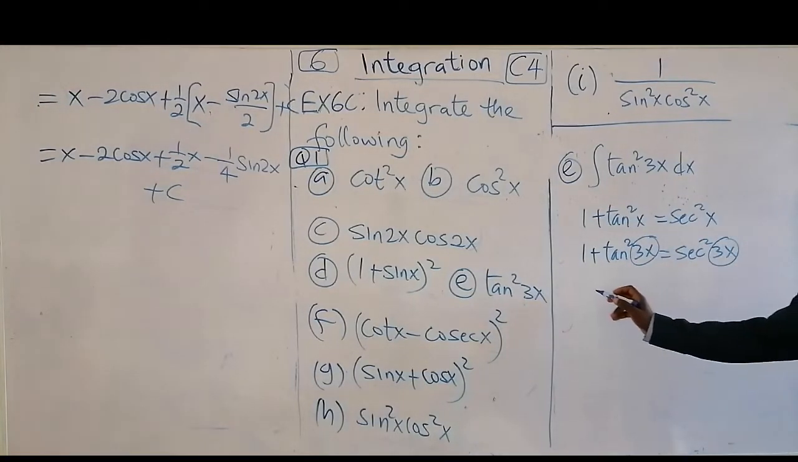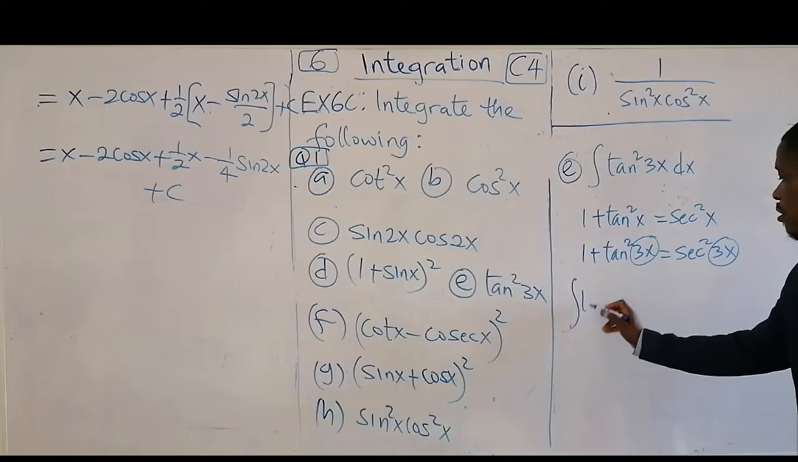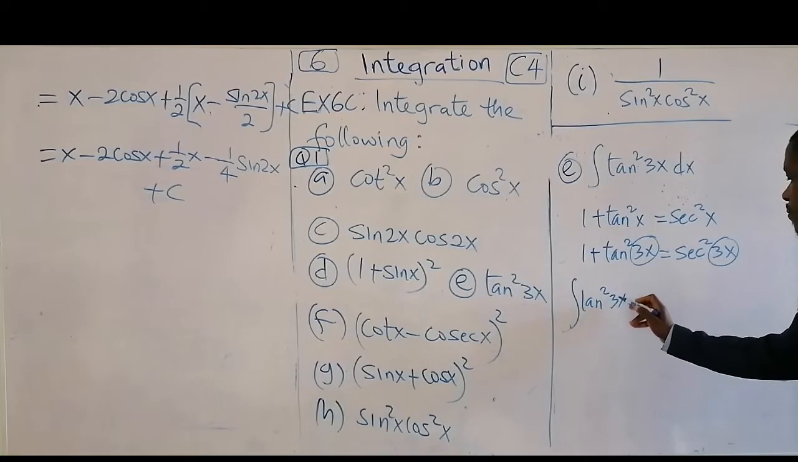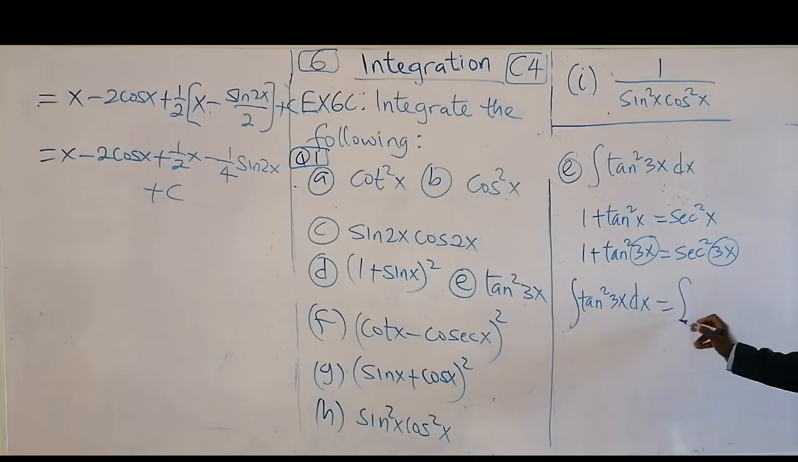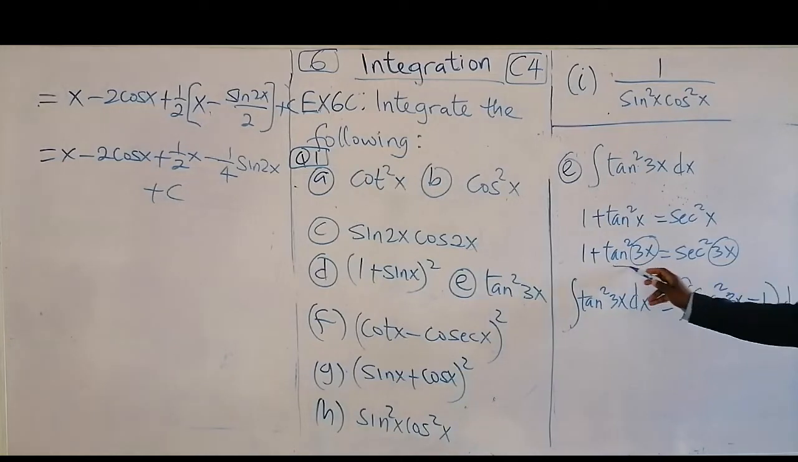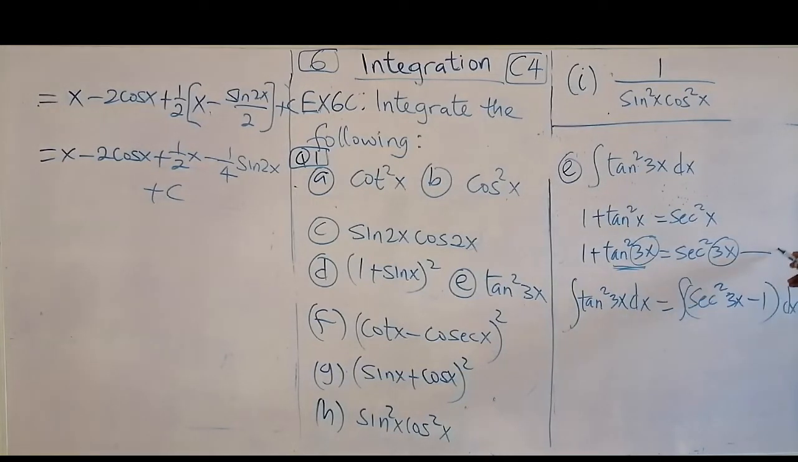So then this integral, the integral of tan squared 3x, will be equal to the integral of, if you make this one the subject from this equation here, that will give us sec squared 3x minus 1. The integral of sec squared 3x is tan 3x, then you divide by the derivative of the argument of that function, so 1 by 3, then minus x plus c. The integral of minus 1 is minus x. So that's that on E.